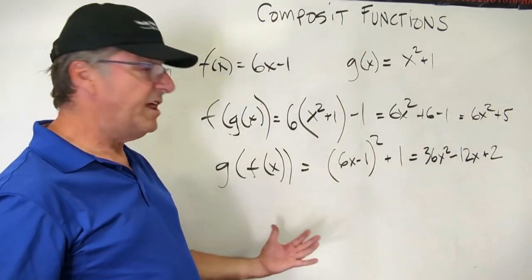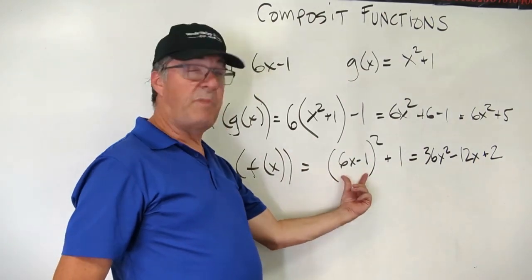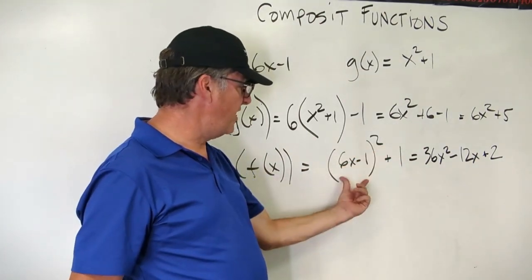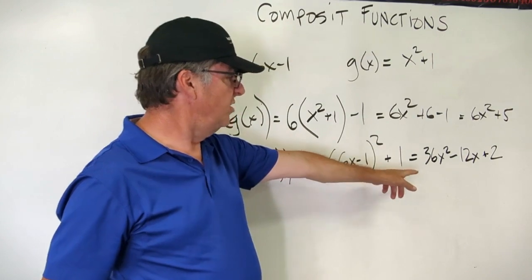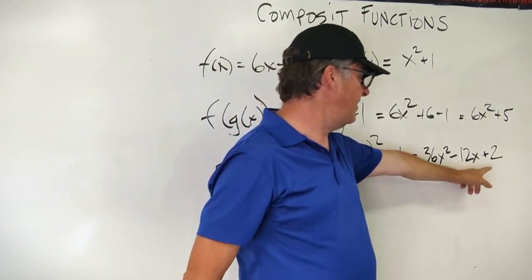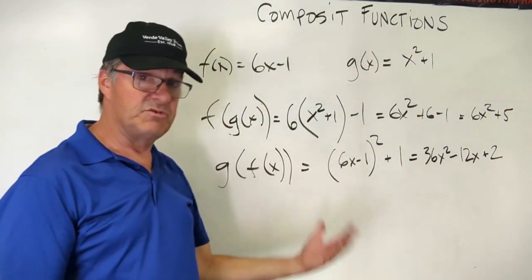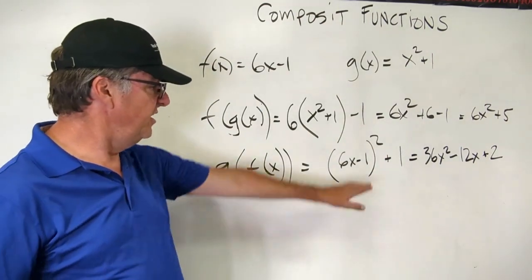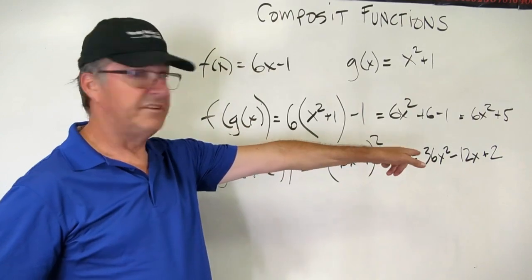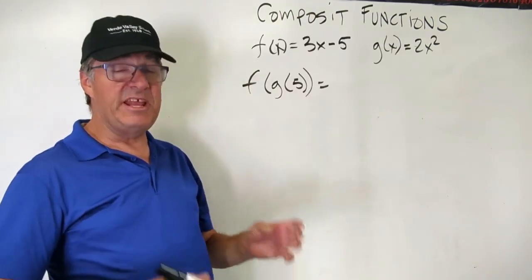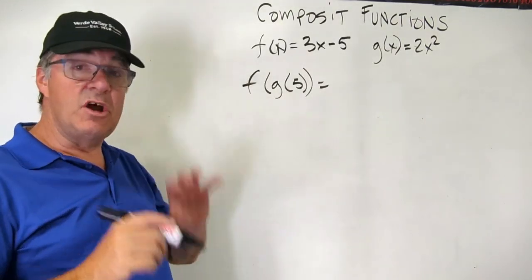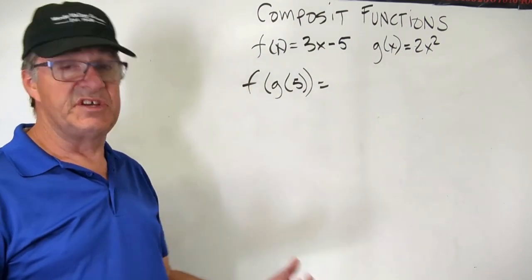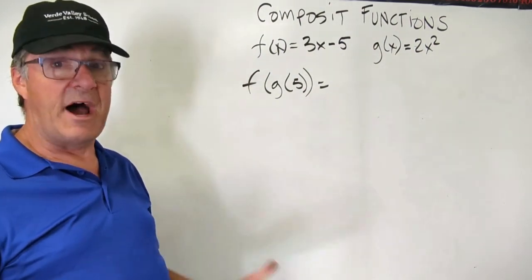All right, so all I did is I squared this binomial, as indicated by the squared there, and added 1 to the result, which gave me 36x squared minus 12x plus 2. Now, this is review. We've done this before. You'll want to polish off those skills in case you have trouble getting from here to there. All right, now let's play around with actually putting numbers into our composite functions and calculating the resulting y value.